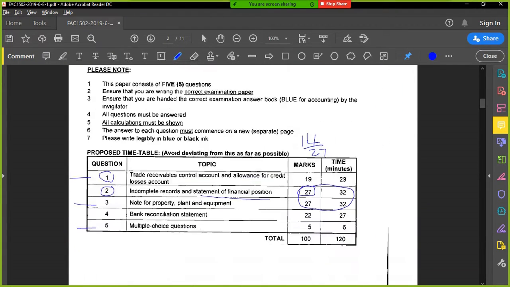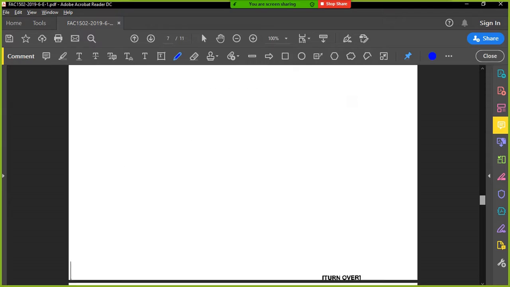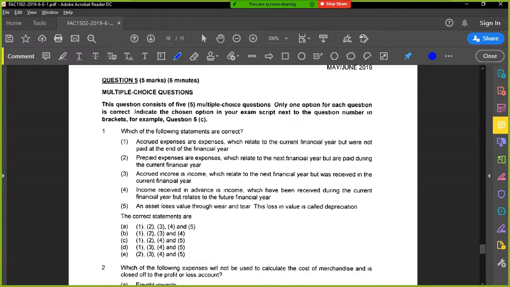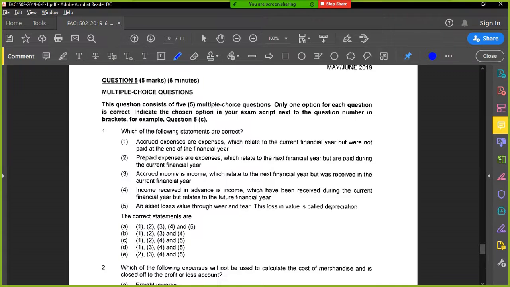Let's have a look at this. This is question 5, MCQ. 5 marks, 6 minutes. Question 5 looks at... So, number 1 is correct. Okay, all right. You're starting already. That's brilliant. Okay, let me just write down some numbers here. Okay, you can give us all the answers just now. Okay, let's write down answer. Okay, question 5, May/June 2019.